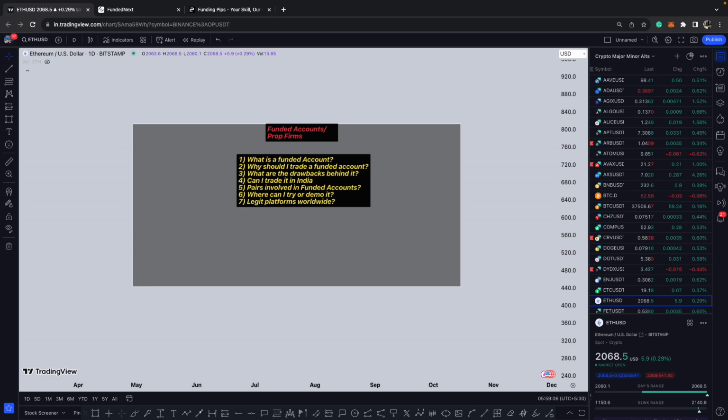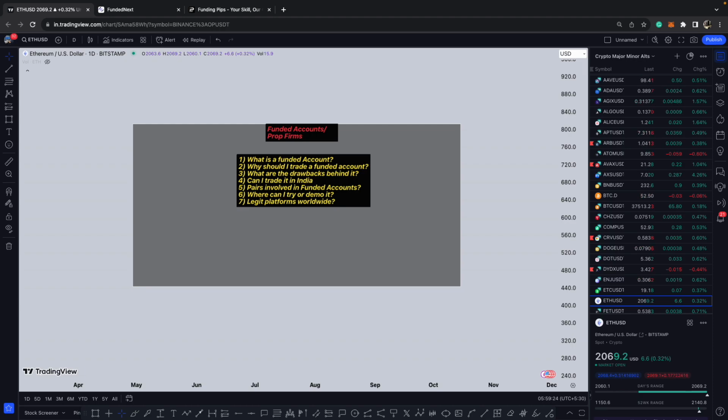What is the exact difference between a real account, like we usually trade with our broker, and a funded account? What are the pairs involved in these funded accounts? Where can I try or demo it? And at the same time, what are the legit platforms which help you to do so?